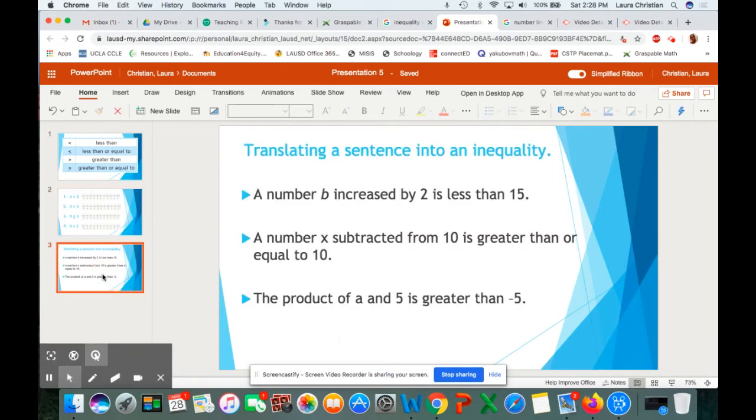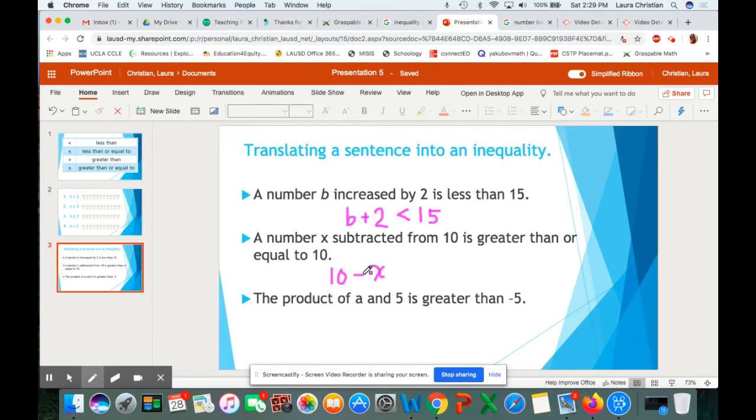So hopefully a review. And our next slide, translating a sentence into an inequality. So we have a number b, and it is increased by 2. Increased is another way to say addition. And this is less than 15. Then we have a number x, which is subtracted from 10. So a little tricky, but it's actually written this way.